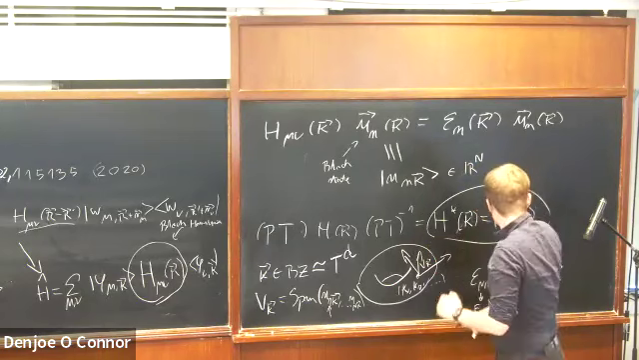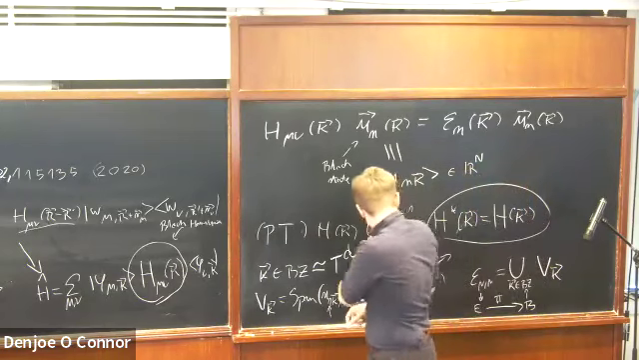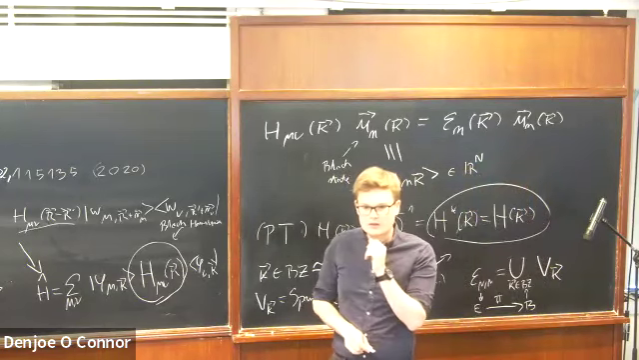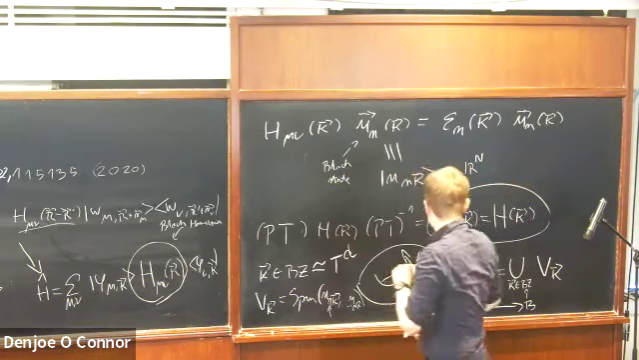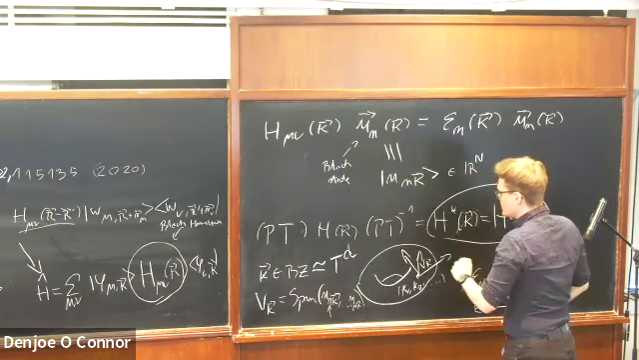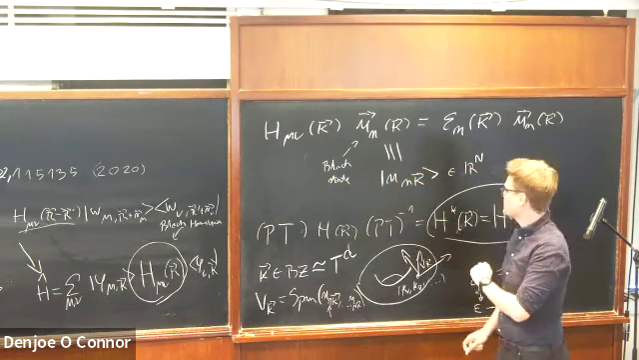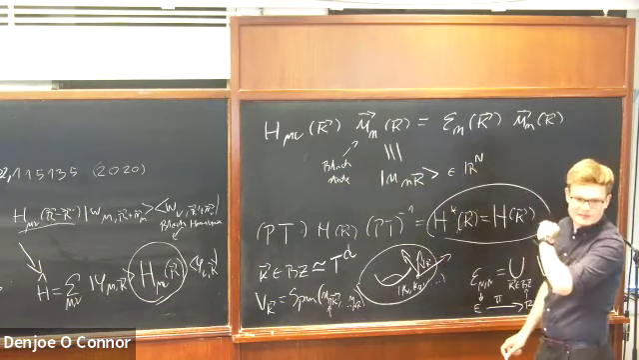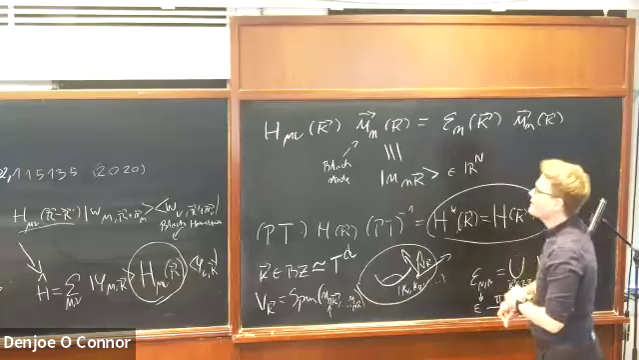Sorry, may I ask what happens if you break PT symmetry? That's a very important thing. If you break PT symmetry, this will no longer be a real bundle. So then we can have an arbitrary C^n.